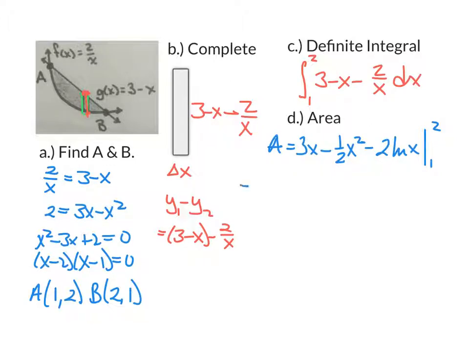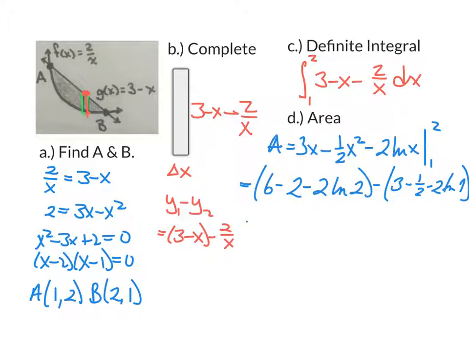So first, let's plug in 2. 3 times 2 is 6. Minus half of 2 squared is 2. Minus 2 natural log of 2. From that, I'll plug in 1 and subtract, so we'll have 3 minus a half minus 2 natural log of 1.